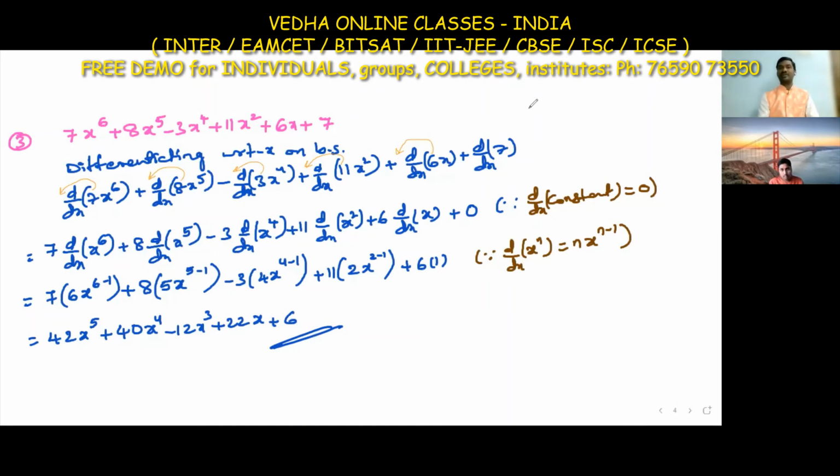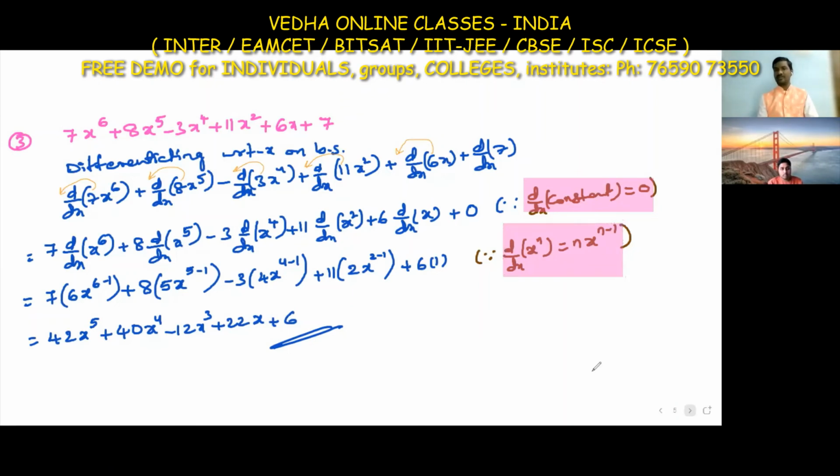Here what formula we used in this problem solution? d by dx of constant is equal to 0, and d by dx of x to the power n is equal to n into x power n minus 1. So we used these two formulas in this solution.